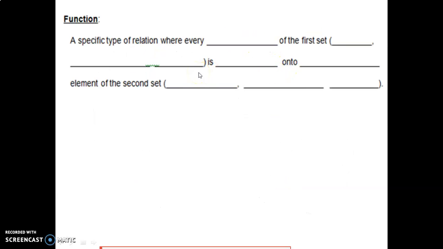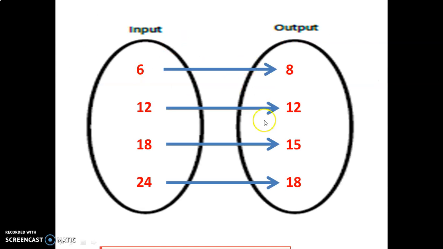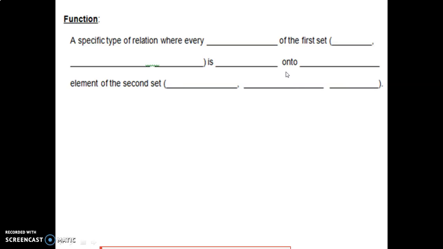Okay, now functions. A function is a specific type of relation where every element of the first set, which is known as the input or the independent variable, is mapped onto one and only one. That's what a function is all about. One and only one element of the second set, which is the output or dependent variable. So this last one was a function because every item from the input leads to only one item in the output. That's the definition of a function.